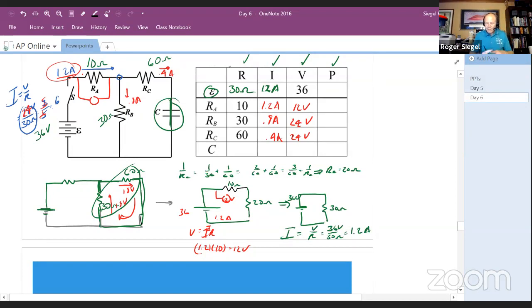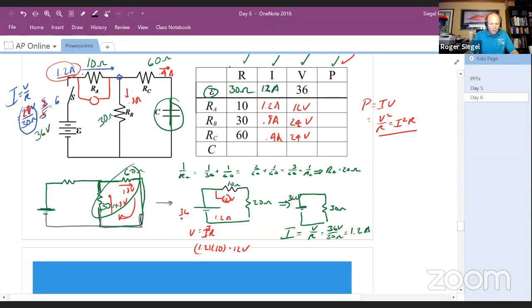Now, the last thing that we want to do is look at power. And power, remember, there are 3 formulas for it that will be on your AP exam. P is equal to IV. It's also equal to V squared over R and I squared R. And it's worth it to just have those in your back pocket.